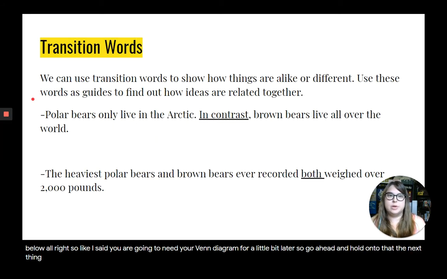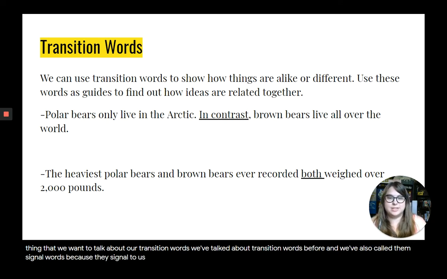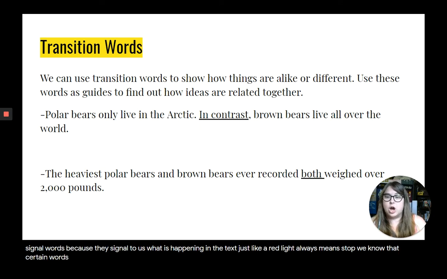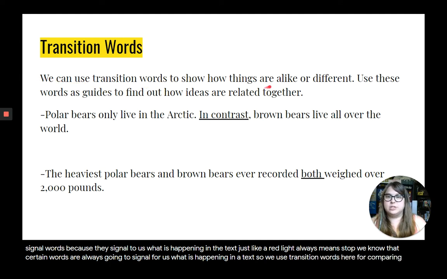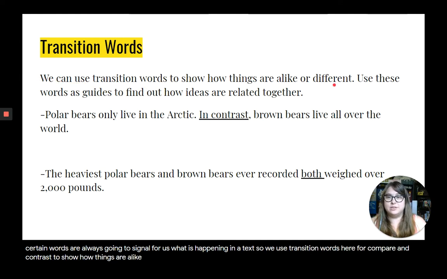The next thing that we want to talk about are transition words. We've talked about transition words before, and we've also called them signal words because they signal to us what is happening in the text. Just like a red light always means stop, we know that certain words are always going to signal for us what is happening in a text. So we use transition words here for compare and contrast to show how things are alike or different. We use these words as guides to find out how ideas are related together.